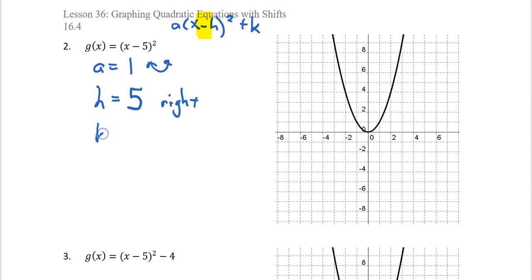We should identify our k value before we go to our graph. On this particular problem, there's no number added outside the parenthesis, so our k value is 0, and there's no movement up or down.